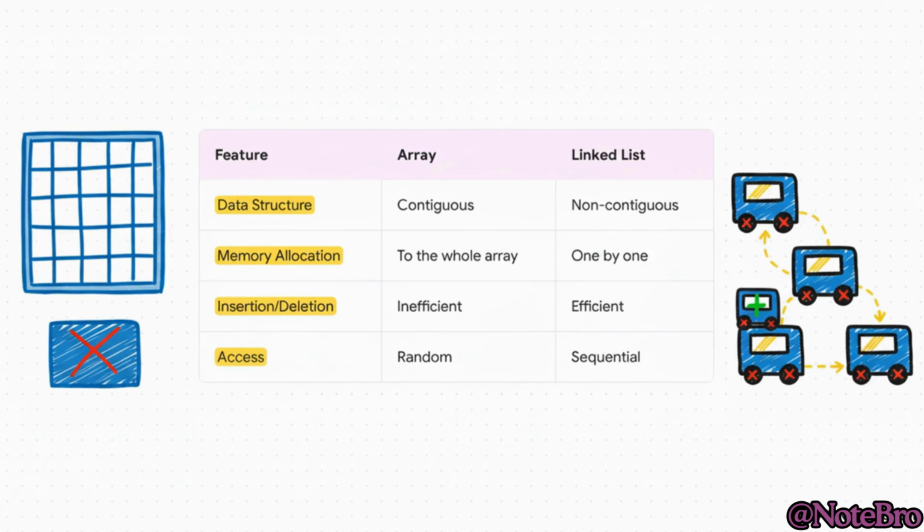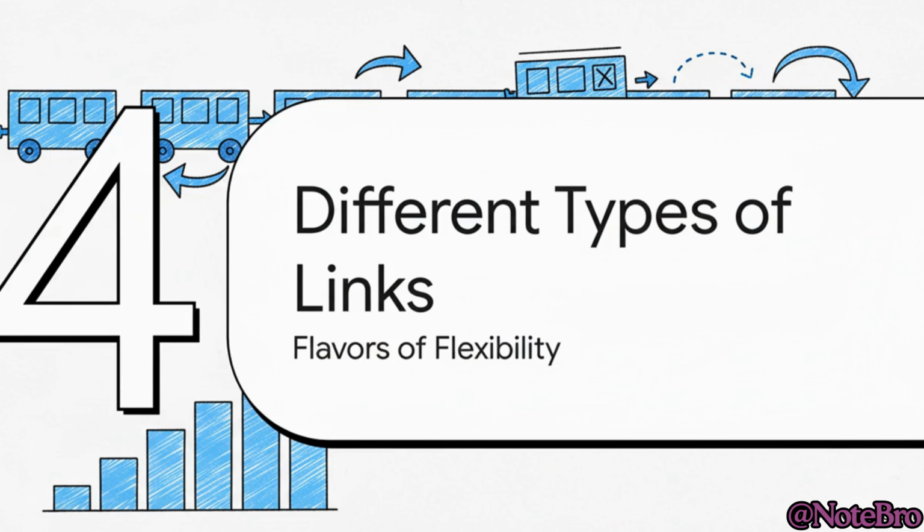You see, arrays store data side by side, which gives them that super fast random access, meaning you can jump to any item instantly. But linked lists, they're the champions of efficient insertion and deletion because their data can be anywhere. The trade-off? You have to access items sequentially, following the chain from the very beginning. But it doesn't stop there. The basic idea of a linked list is so powerful that it's been adapted into a few different flavors, each one designed to solve different kinds of problems.